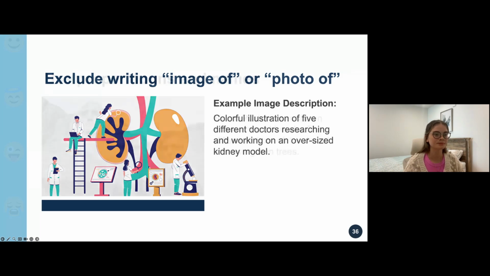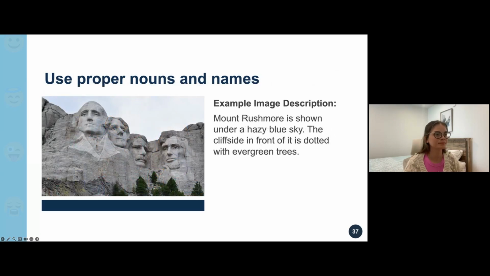It's okay to use proper nouns and names. So if a notable person, place, or thing is in your image and it adds context to your content, go ahead and use its proper name in your image description.